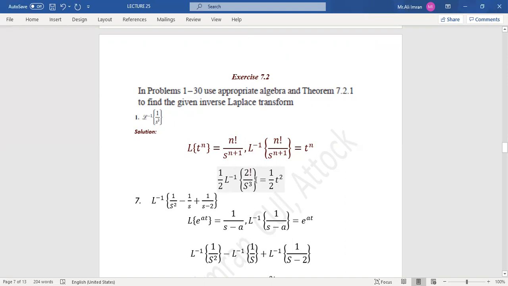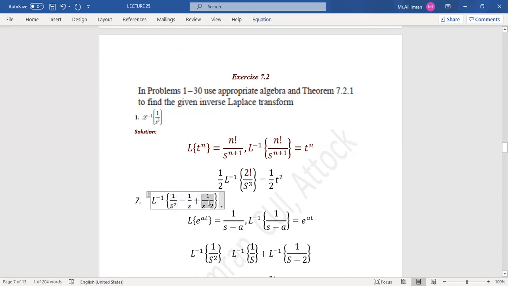We will have the inverse Laplace transform of this function equal to 1 by 2 t square. In question number 7, we have to find the inverse Laplace transform of 1 divided by s square minus 1 by s plus 1 divided by s minus 2. We will use this formula.